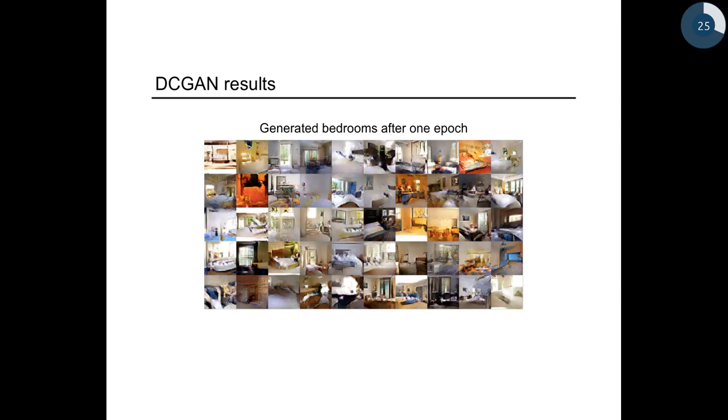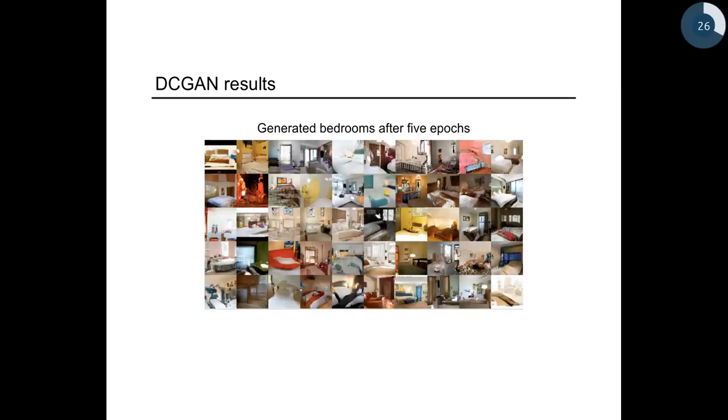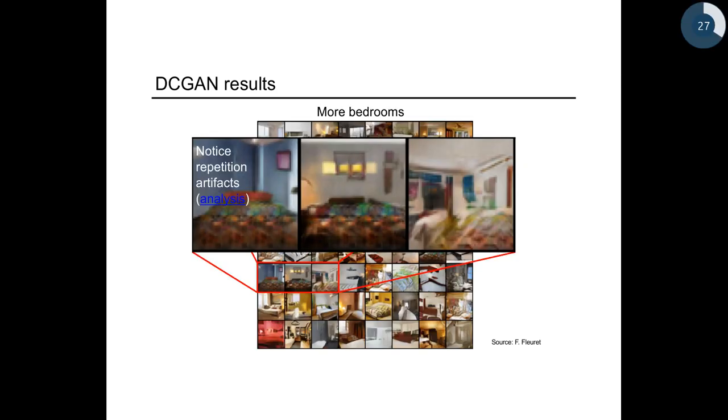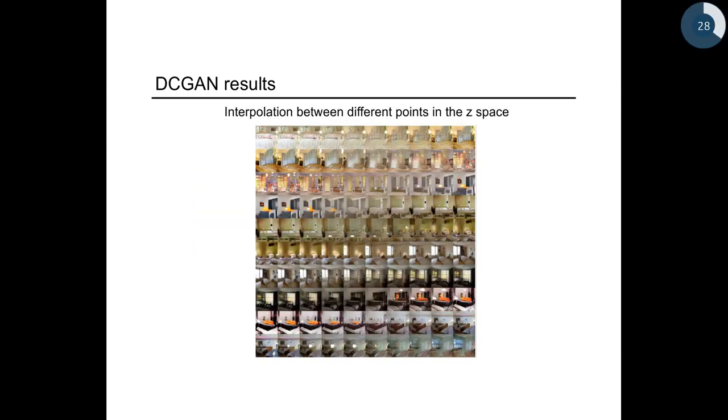Here are some results. All of these images are produced through DCGAN. None of them are real images. They are generated bedrooms after one epoch. These are generated bedrooms after 5 epochs. There are more bedrooms. There are some interpolations between different points in the Z space.